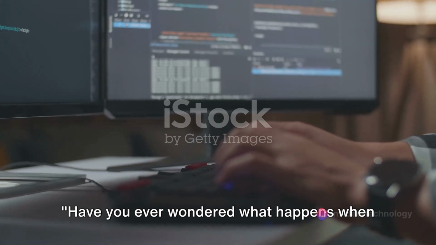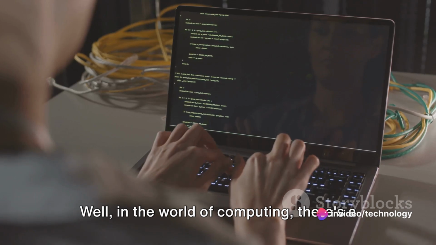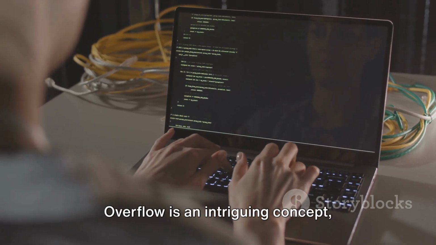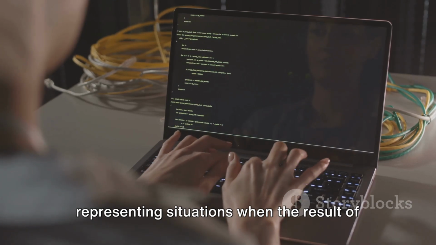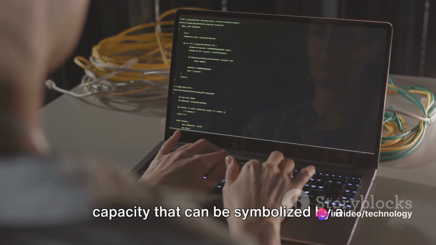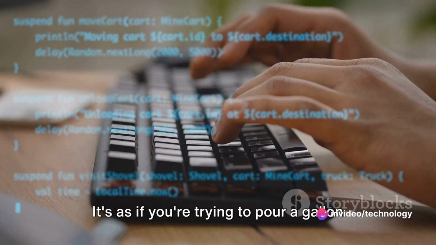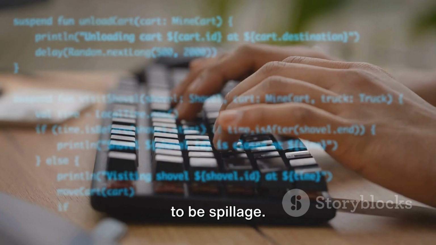Have you ever wondered what happens when a computer operation exceeds its limit? Well, in the world of computing, there's a term for this phenomenon: overflow. Overflow is an intriguing concept, representing situations when the result of an operation surpasses the range or capacity that can be symbolized by a particular data type. It's as if you're trying to pour a gallon of water into a pint glass. There's bound to be spillage.